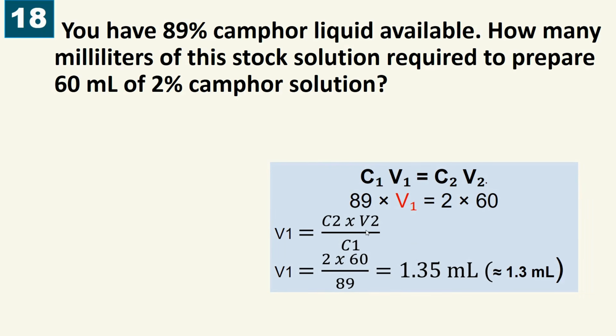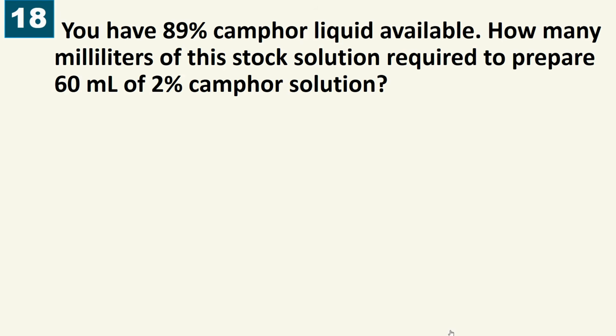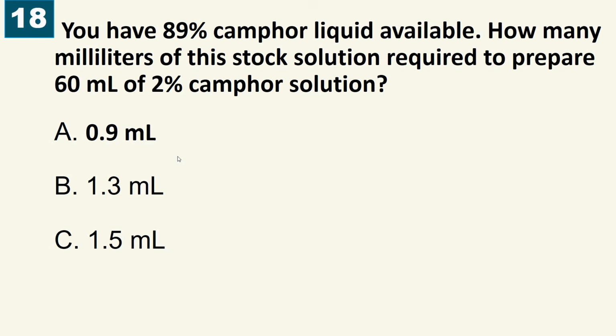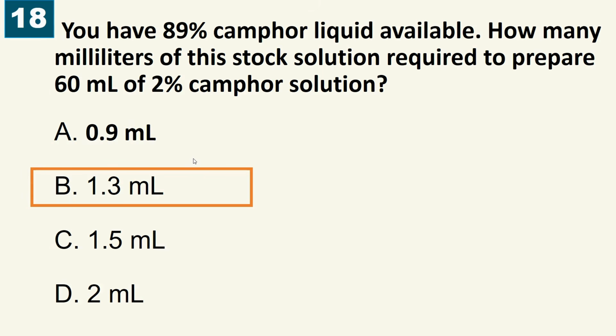You have 89% camphor liquid available. How many milliliters of stock solution are required to prepare 60 mL of 2% camphor solution? A, 0.9 milliliters; B, 1.3 milliliters; C, 1.5 milliliters; and D, 2 milliliters. The correct answer is 1.3 milliliters.